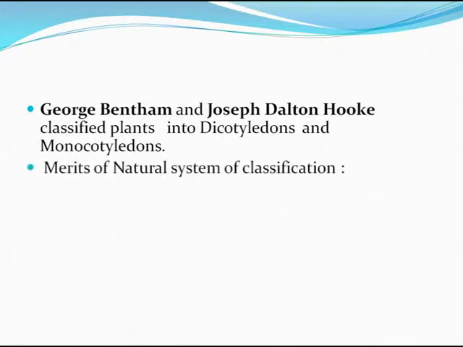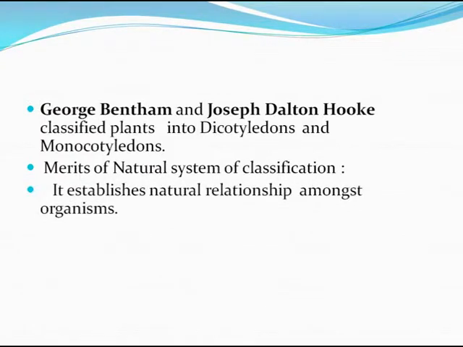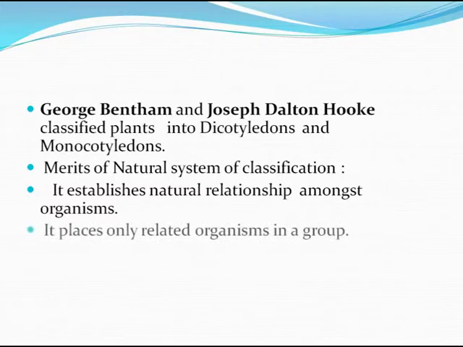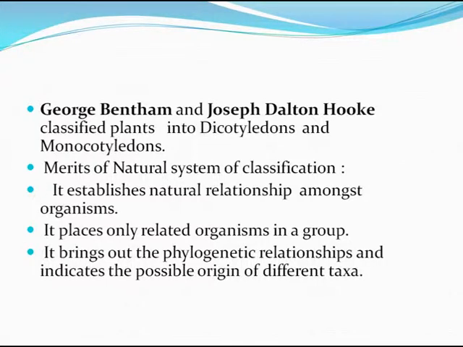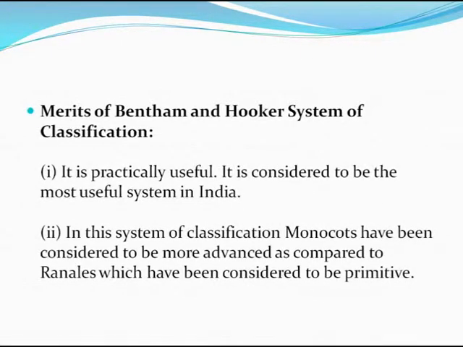There were various merits of the natural system of classification. It established natural relationship amongst organisms. It placed only related organisms in a group. It brings out the phylogenetic relationships and indicates the possible origin of different taxa. The merits of the Bentham and Hooker system of classification were: it was practically useful and considered to be the most useful system in our country. In this system of classification, monocots have been considered to be more advanced as compared to Ranales, which have been considered to be primitive.